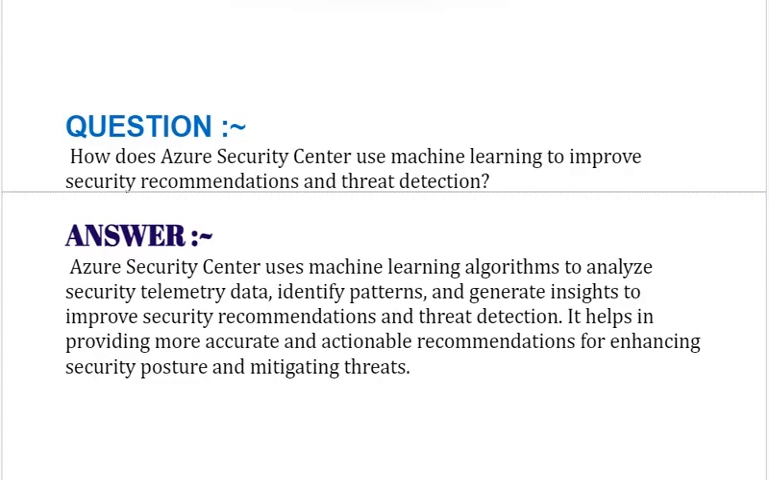Our interview question based on AZ-500 is, how does Azure Security Center use machine learning to improve security recommendations and threat detection? Your answer should be: Azure Security Center uses machine learning algorithms to analyze security telemetry data, identify patterns, and generate insights to improve security recommendations and threat detection. It helps in providing more accurate and actionable recommendations for enhancing security posture and mitigating threats.